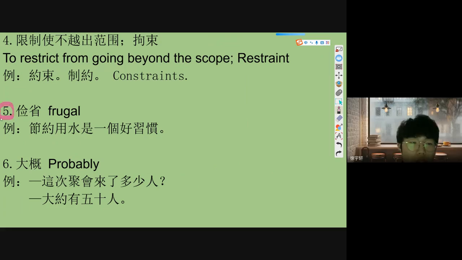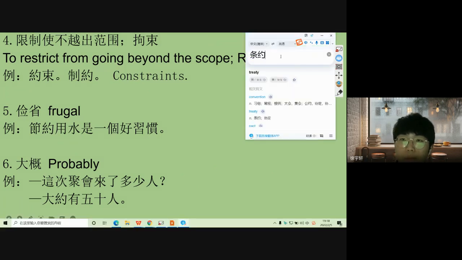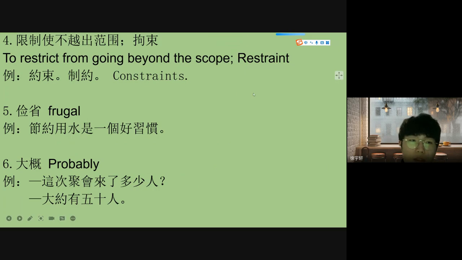So here, the fifth meaning, 减省. 约 means 减省, which is frugal. It means you save to use something. For example, 节约用水是一个好习惯。节约用水 here means water saving. That means you save to use something. It is a good habit. Is it good to understand?